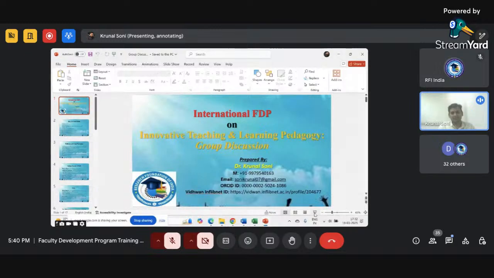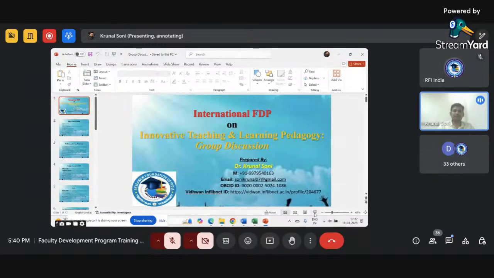The definition is the first parameter that we have to see: group discussion is usually a communication and interactive process that has to be conducted among a group of people or group of students. And if somebody asks what the ideal range for conducting this group discussion is, my answer is that there are no ideal numbers, but usually the group discussion can be conducted with a minimum of 5 members and a maximum of 15 members.